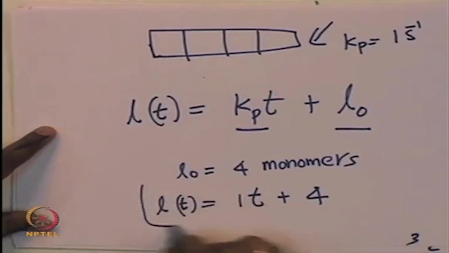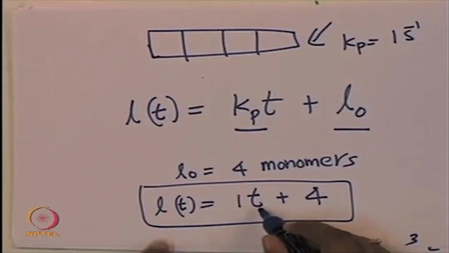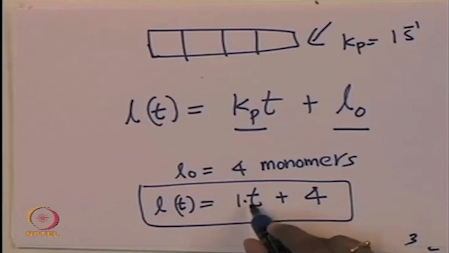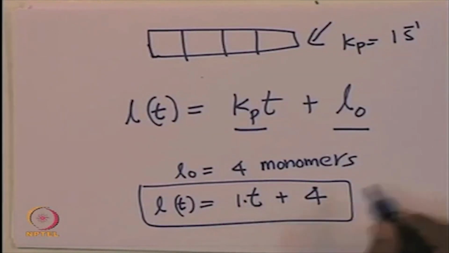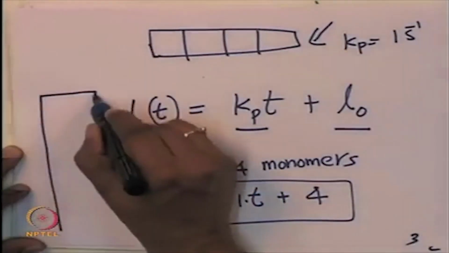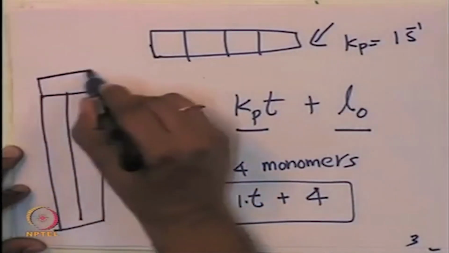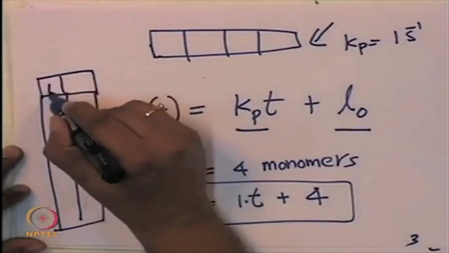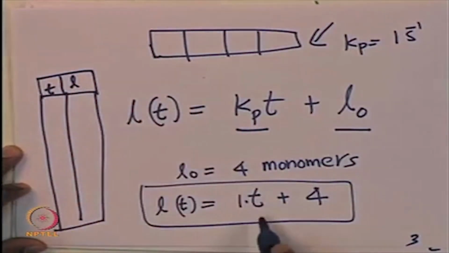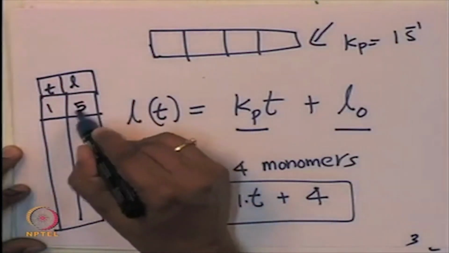Now this is the solution. If t is 10, that is after 10 seconds, you will have 10 into 1 plus 4, 14. Let us think of a table here. We can have time here and the length here. When t is equal to 1 second, 1 into 1 is 1, 1 plus 4 is 5, the length is 5.